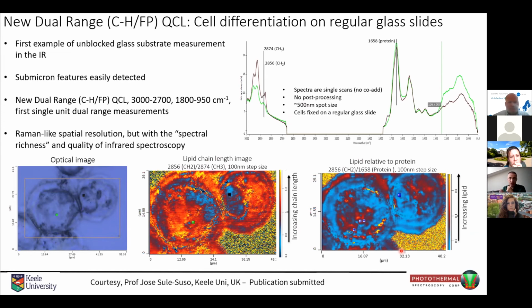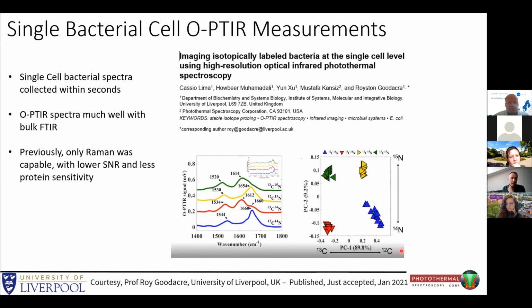Right. So if you look at those images, they're perhaps what you're used to seeing with Raman microscopy, but you've got that richness that you get with infrared, especially when you're interested in proteins, because infrared is so much more sensitive to proteins. This is an isotopically labeled bacterial study out of the University of Liverpool, where they looked at carbon-13 and N15 labeling of E. coli to work out some metabolism pathways. And again, O-PTIR excels at being able to obtain single spectra from single bacterial cells, which are on the order of about a micron.